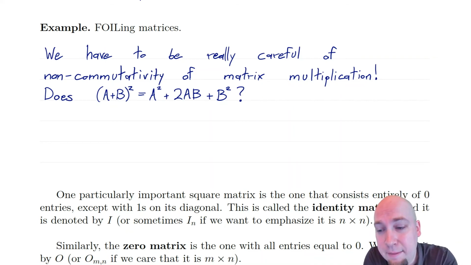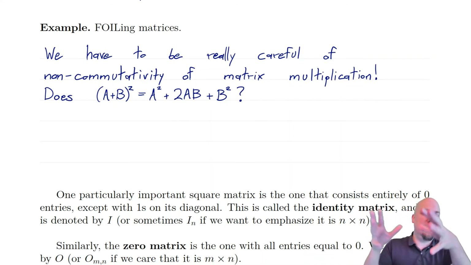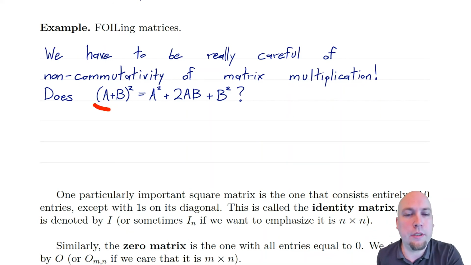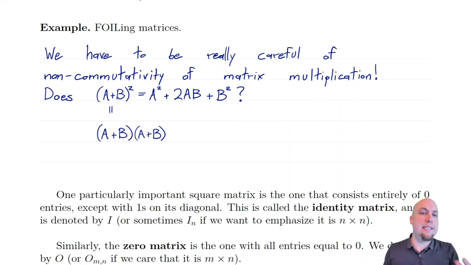Does (A plus B) squared, in other words, (A plus B) times (A plus B), that's what this means on the left, does that equal A squared plus 2AB plus B squared, right? I mean, if A and B were both real numbers, then this would be true, but the understanding here is that they're matrices. Is this still true if they're matrices? Okay, well, let's just expand things out and check it.